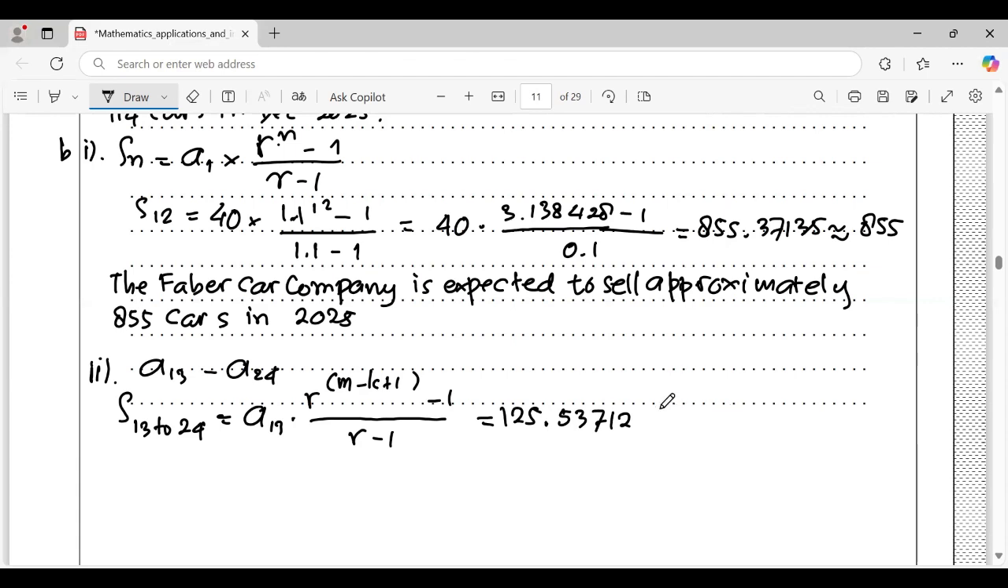So it is 125.53712 times 1.1 to the power 12 minus 1 over 1.1 minus 1. And if you calculate, the result is 2,684.5214. Round off becomes 2,685.